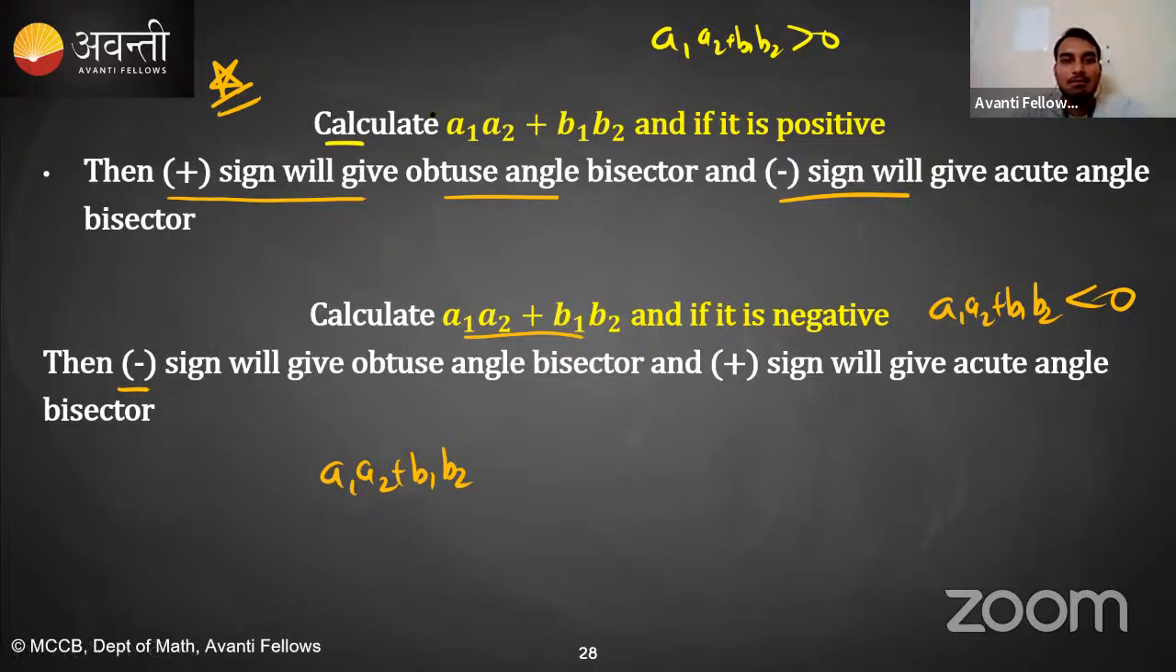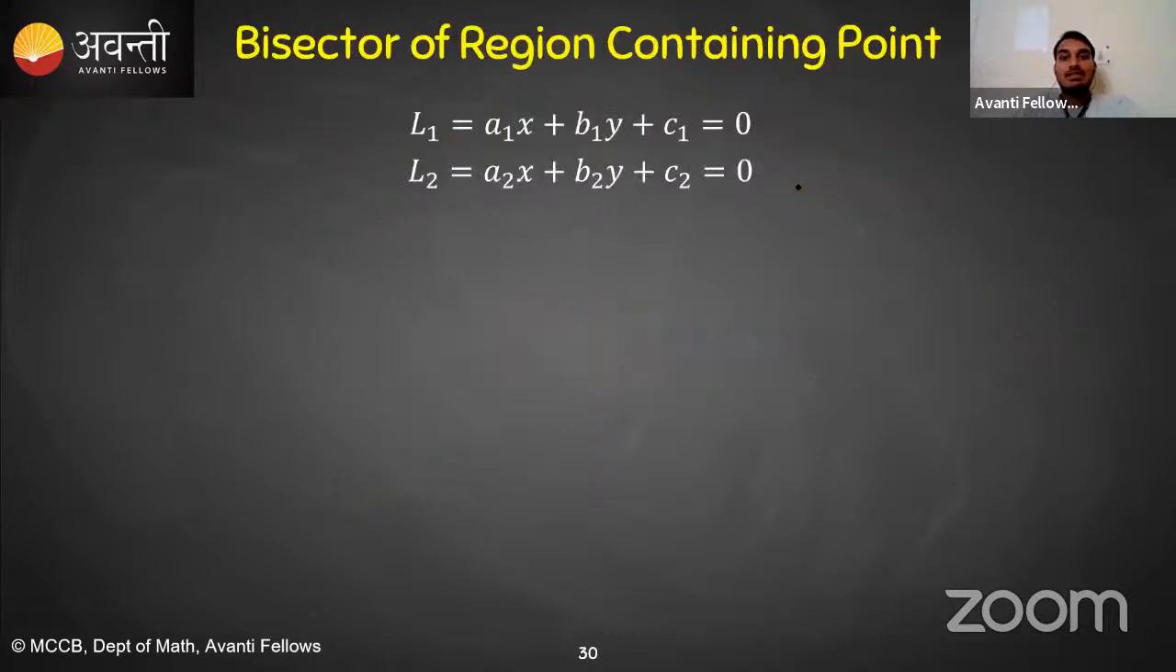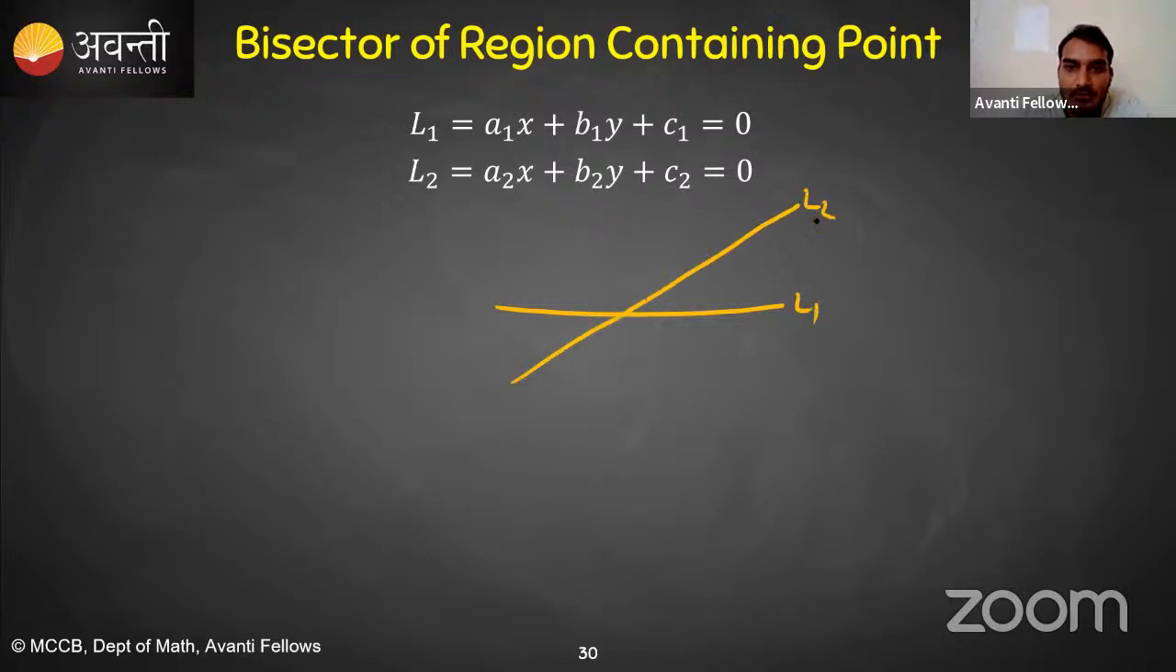Okay. Similarly, there is one more thing that arises: let's say if I ask you, students, the bisector of the region containing a point, means L1 is there, L2 is there. Okay, so we will get two bisectors. So this is one bisector, B1, and this is B2, right?